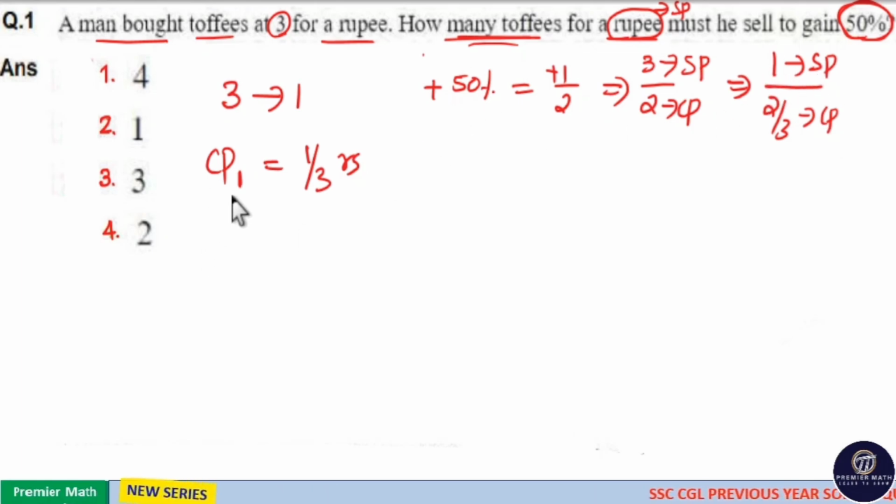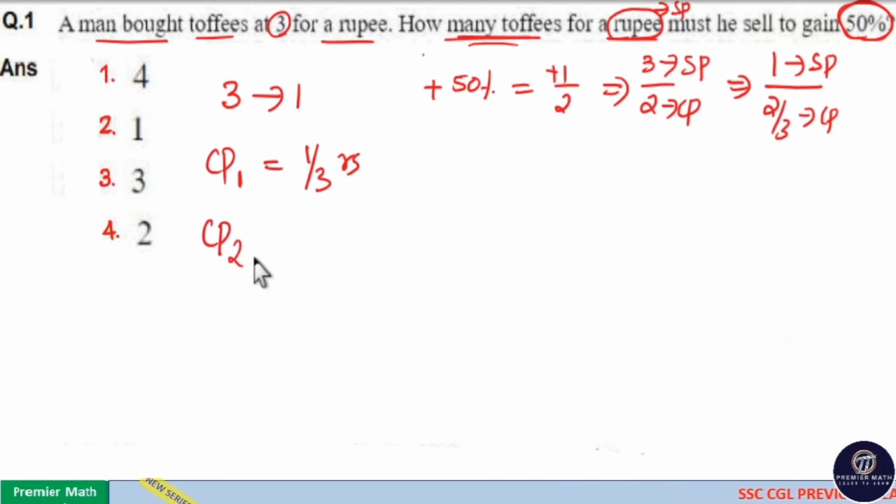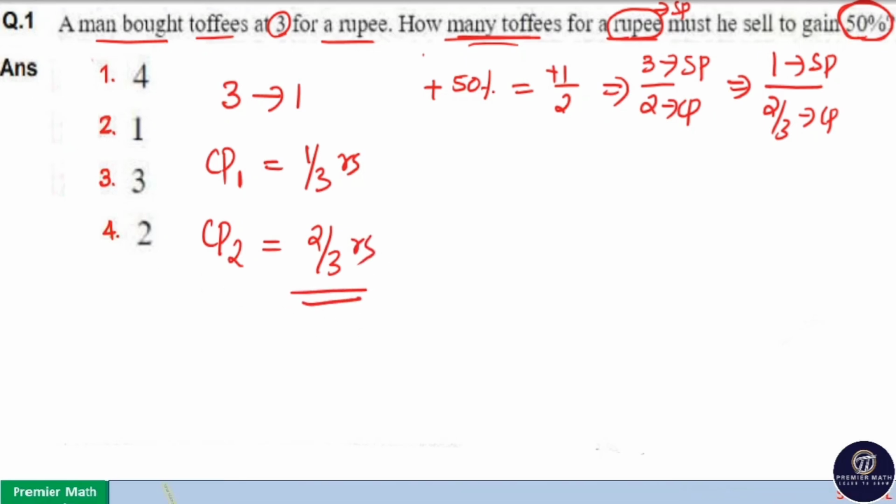Here you can see CP of 1 toffee is equal to 1 by 3 rupees. Then CP of 2 toffees is equal to 2 by 3 rupees. So you can see here, if you sell 2 toffees at 1 rupee, you will get 50% profit. So option 4 is your answer.